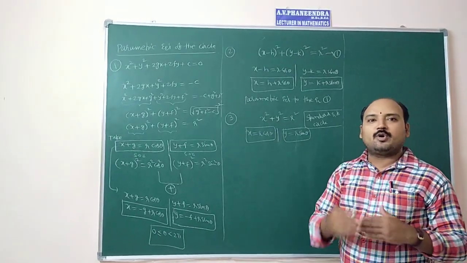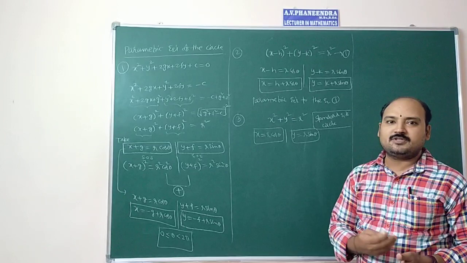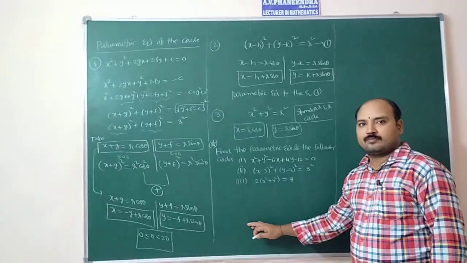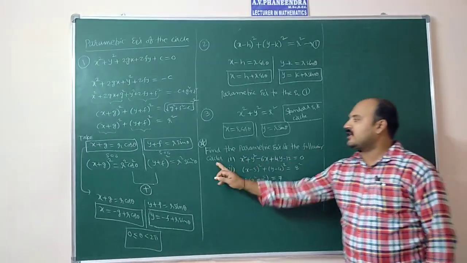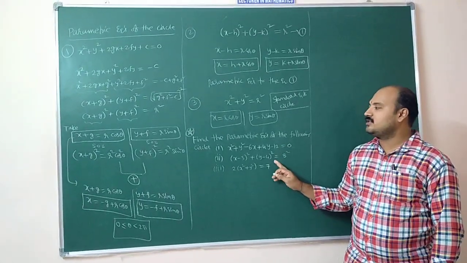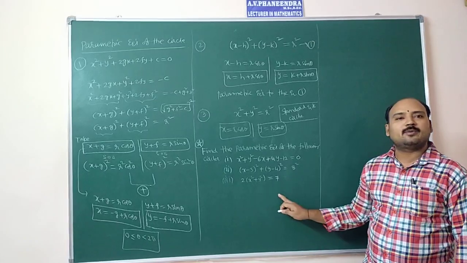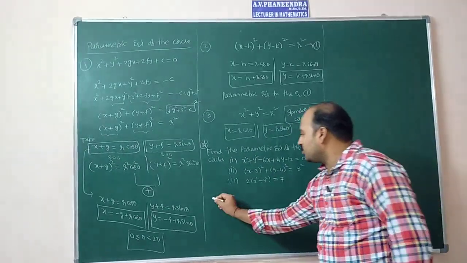It will be very important board-wise in Telangana or Andhra Pradesh, which is a very important model. I am going to discuss it now. Example: find the parametric equations of the following circles. This is the general equation of circle. This is the equation of circle with center h comma k and radius r. This is the standard equation of circle. I am giving examples for all of these. So, first question answer.